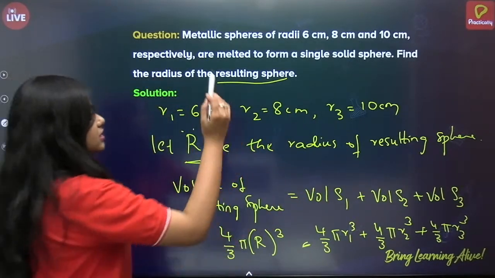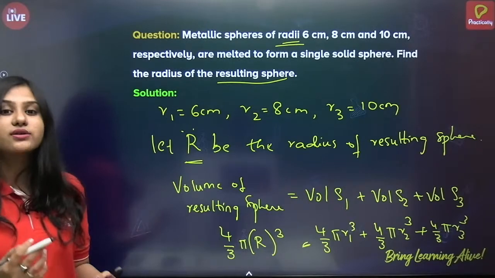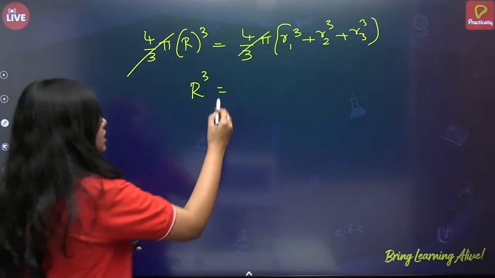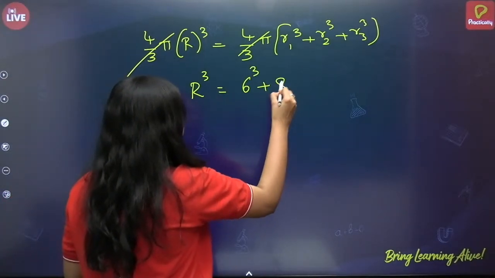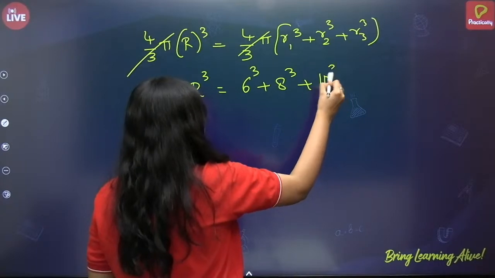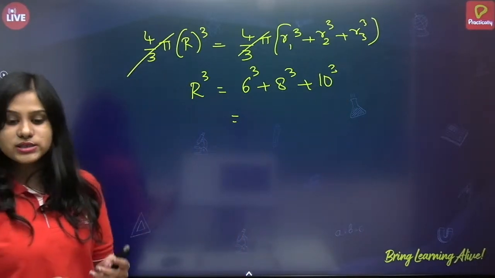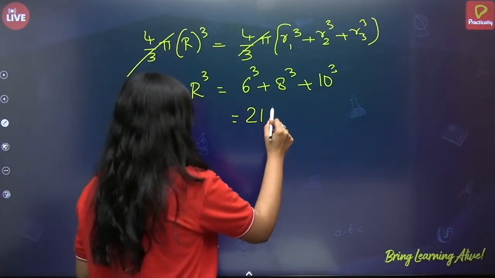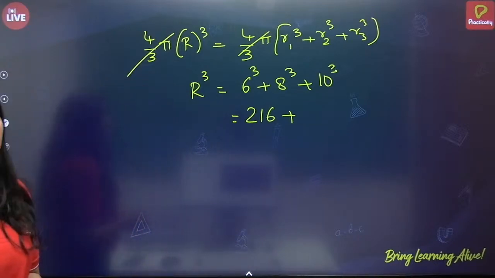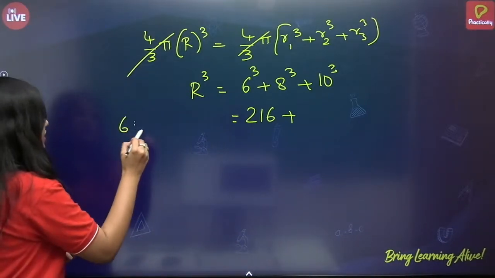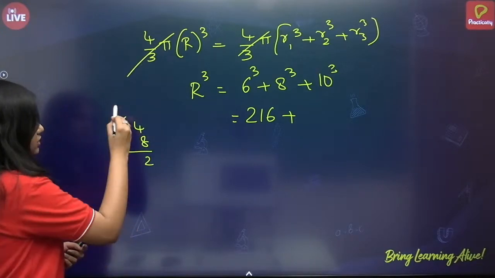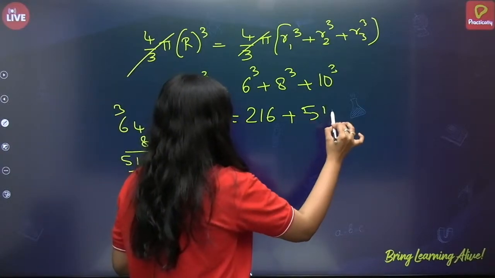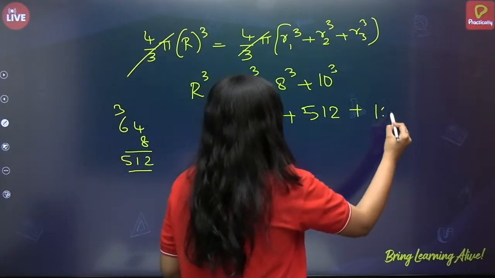Again check if it is given radii. It is given radii. If it is given diameter, find the radius and then substitute. So this will be 6 cube plus 8 cube plus 10 cube. So what is 6 cube? 6 square is 36, correct? So 36 into 6, 216. What is 8 cube? 8 square is 64. So let us find 64 into 8. 8 times 4 is 32, 48 plus 3, 51. 512. 10 cube is easy, right?